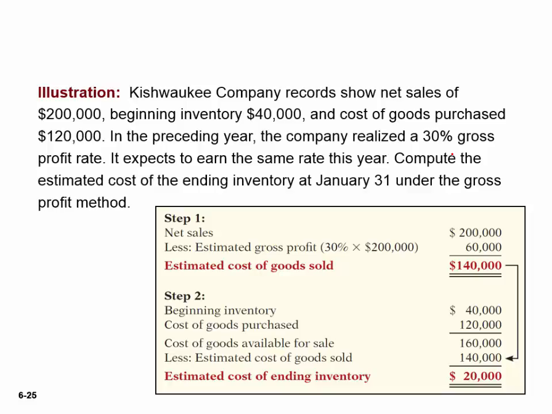And then I say, okay, my beginning inventory plus my purchases for the period gives me my goods available for sale, less the estimate I just came up with for my cost of goods sold. So I estimate my ending inventory is 20,000, and I base that off of retail. Okay, gross profit.